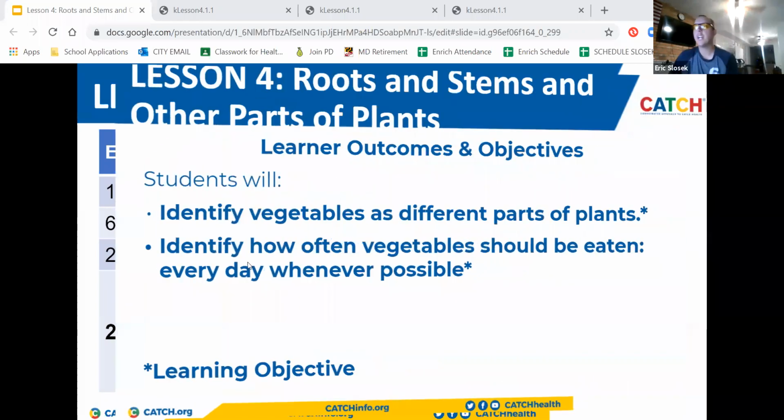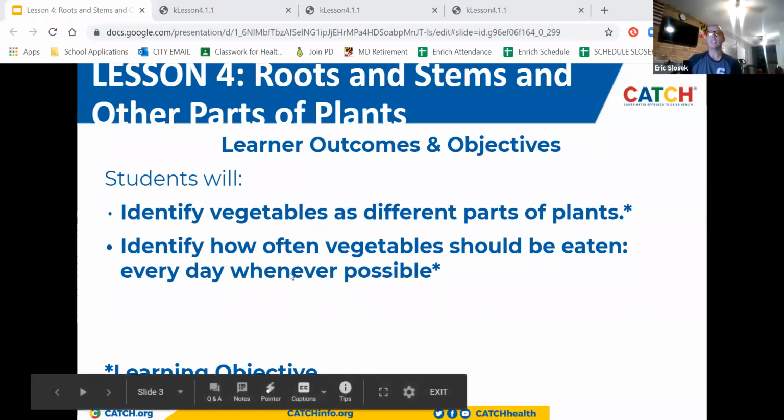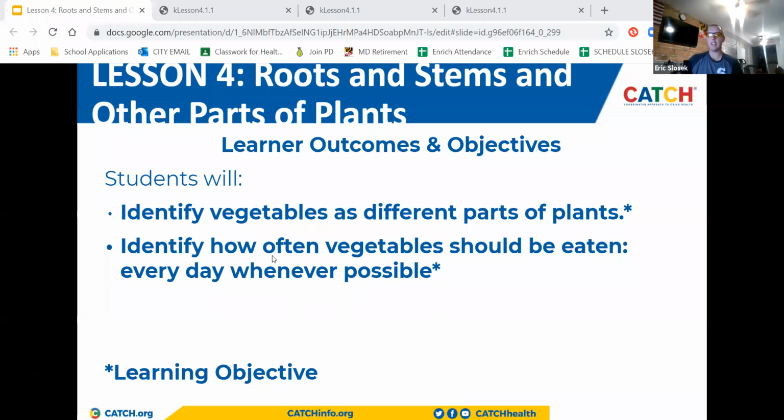So our learning objectives for today. As a student, you will be able to identify vegetables as different parts of plants and identify how often vegetables should be eaten every day whenever possible. So you're going to be able to identify vegetables and the different parts of them and identify how often the vegetables should be eaten every day when we are able to do so.